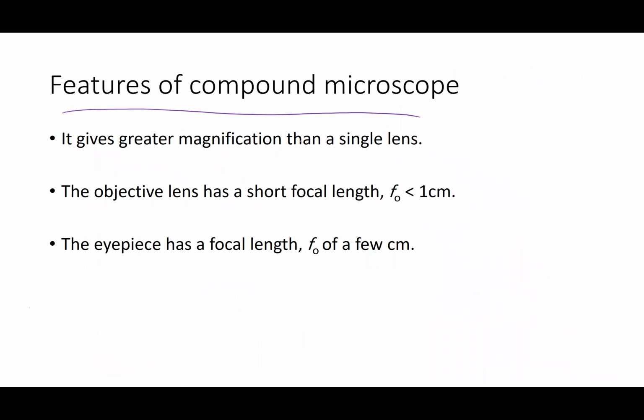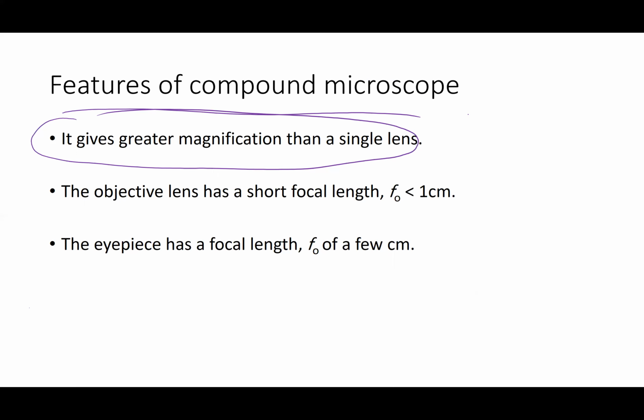Features of a compound microscope. It gives greater magnification than a lens. This is the characteristic. For greater magnification, we use a compound microscope. It gives greater magnification than a single lens.